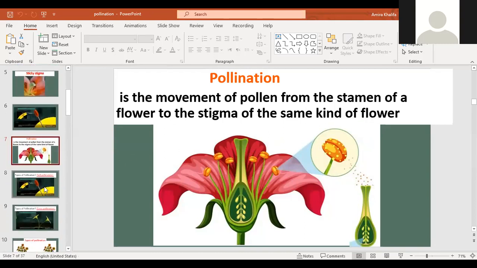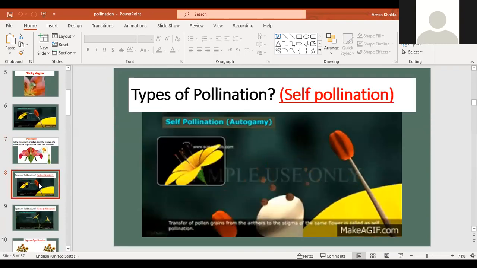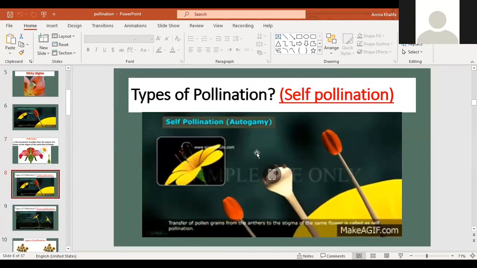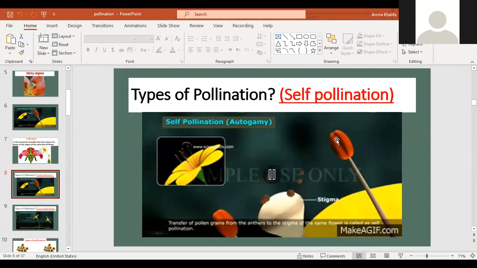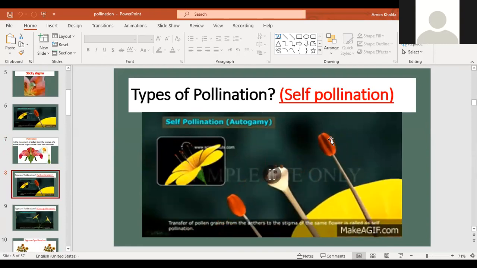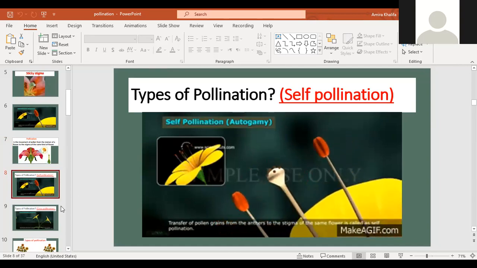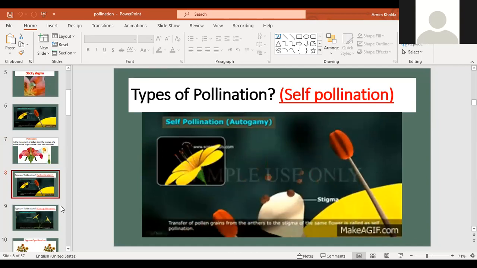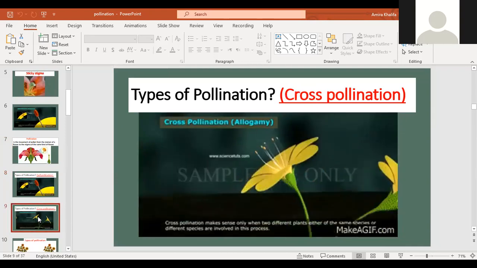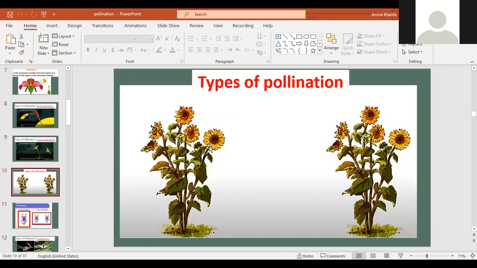We have two types of pollination, self-pollination and cross-pollination. Number one, self-pollination. This is the movement of pollen grains from the anther to the stigma of the same flower or another flower on the same plant. But in cross-pollination, the pollen goes from a flower on one plant to a flower on another plant.